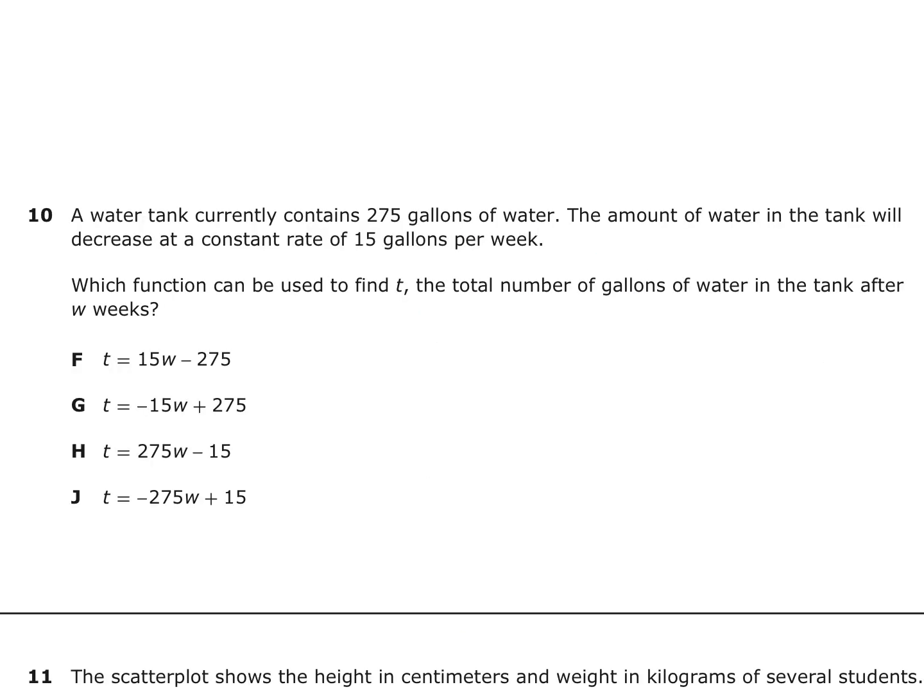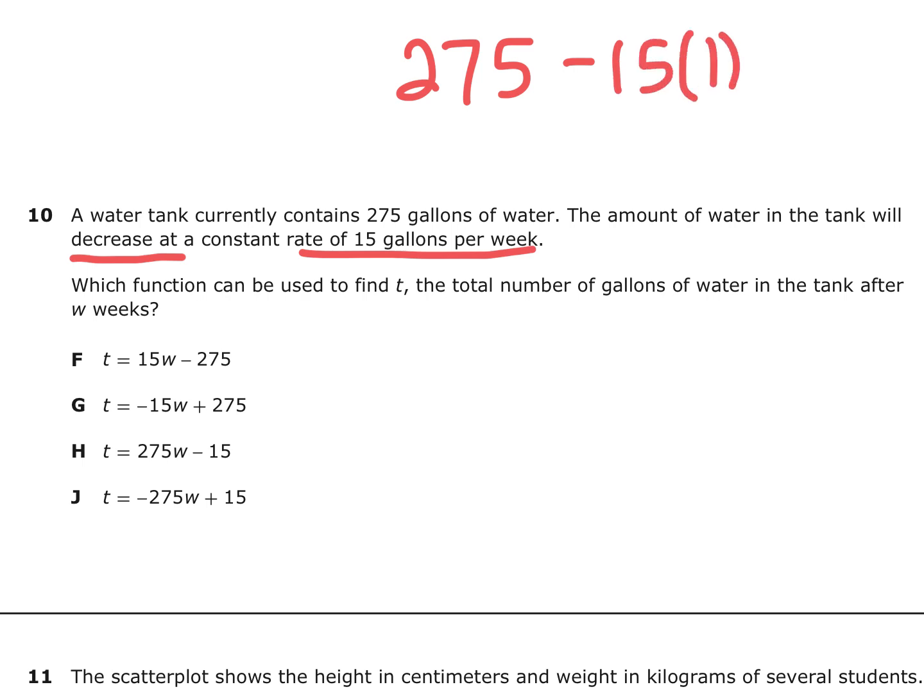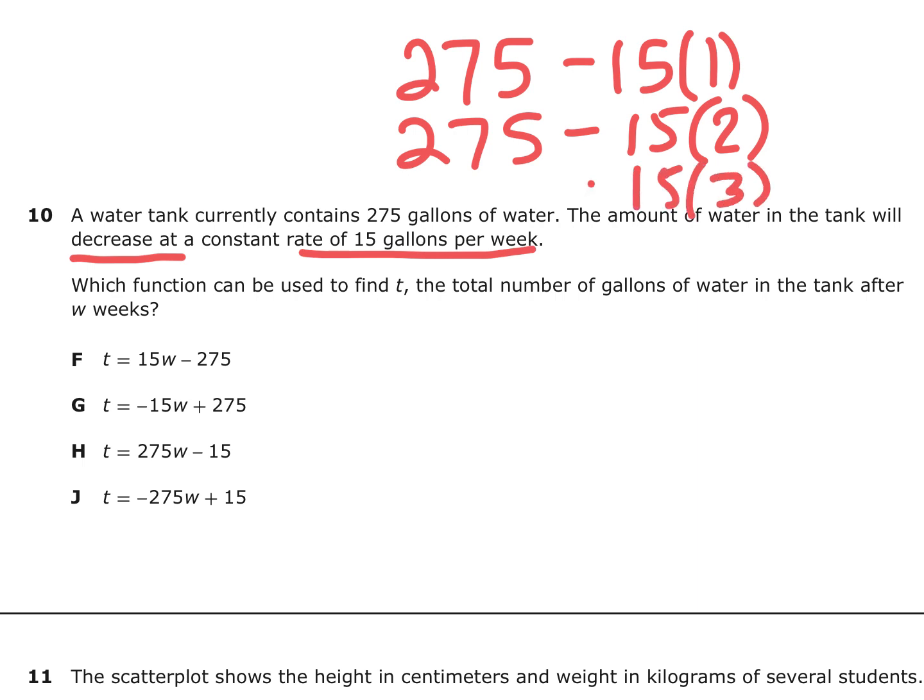Okay, so problem number 10 says that a water tank currently contains 275 gallons of water. The amount of water in the tank will decrease at a constant rate of 15 gallons per week. So every week they're going to lose 15 gallons. So you're starting with 275, and then you're going to lose 15 after the first week, and then 15 times 2 for the second week, and so on and so on. So 3 times 15 for the third week. So you're going to have 275 minus 15W for the number of weeks.